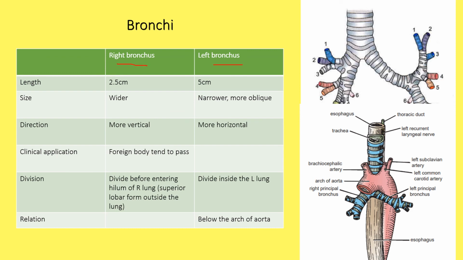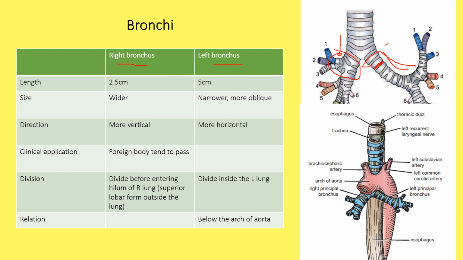There are differences between the right and left bronchus. The left bronchus is longer compared with the right bronchus. Its diameter is a little bit narrower compared to the right one, and its direction is more horizontal, whereas the right bronchus is more vertical. It means that a foreign body tends to pass into the right bronchus compared to the left one.